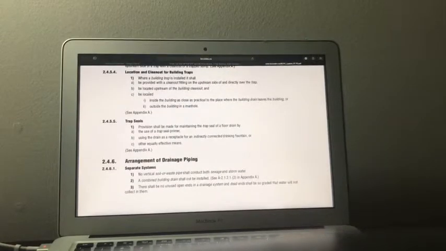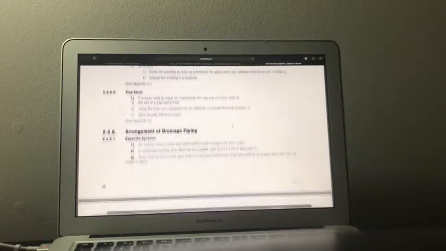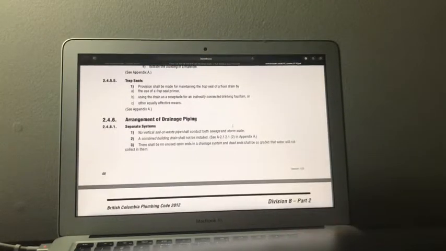Location and clean out for building traps. So building traps, this is definitely worth reading and worth looking at the picture in the back of the book in case you become a foreman and it pops up on your drawings, okay? That's what I'm going to touch on and say that.